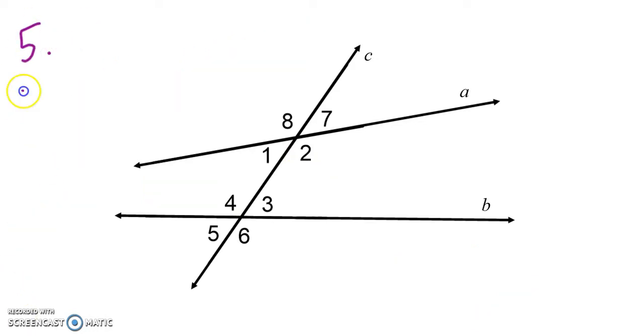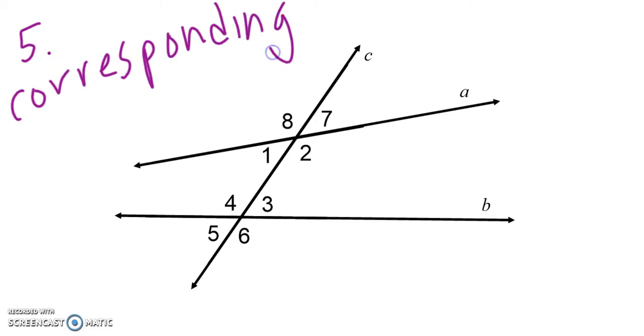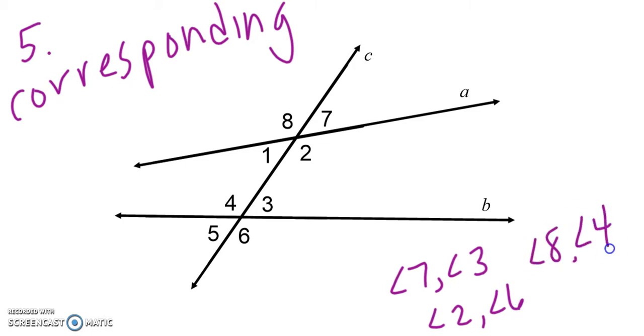Number 5, these are called corresponding. I'm going to give you the word to start, and corresponding is this. It's basically like they are in the same spot, but in the different groups. So for example, if I took this group and put it on top of this group, it would be like them laying on top of each other. So it is angle 7 and angle 3, angle 2 and angle 6, angle 8 and angle 4, and angle 5 and angle 1. Those are what are called corresponding.